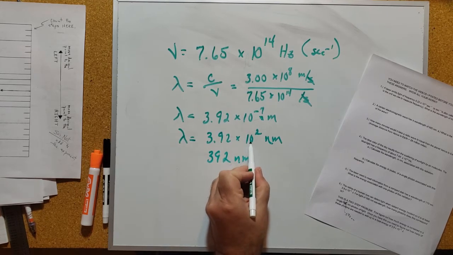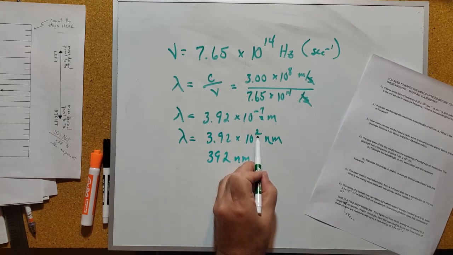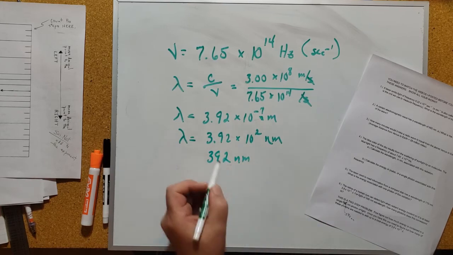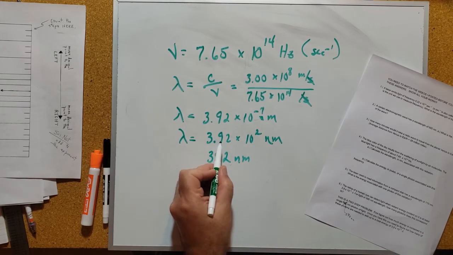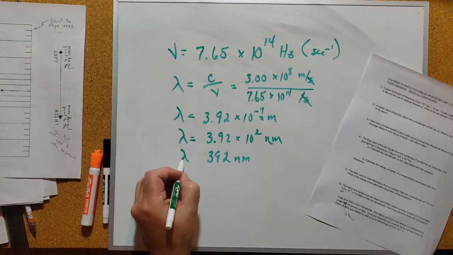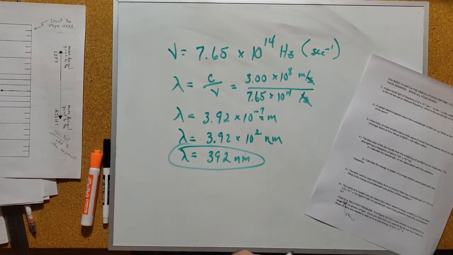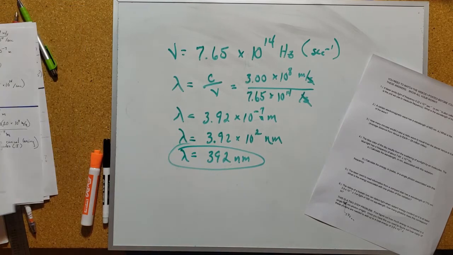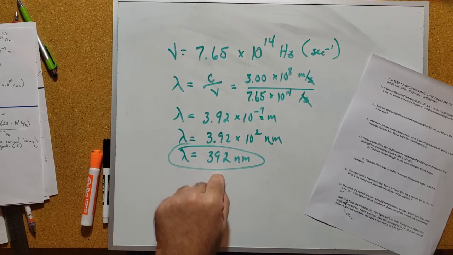If we take this out of scientific notation, right, we move the decimal point 2 places to the right. So instead of being between the 3 and the 9, we're going to move it 2 and just put it after the 2. It would be 392 nanometers. That would be the answer to 4A. Now 4B, we're asked to compute the energy in joules of a single photon of this light.